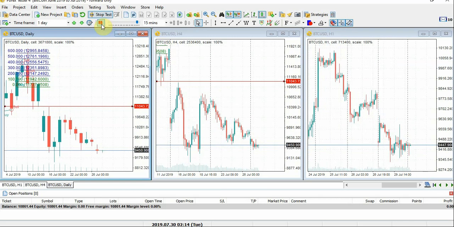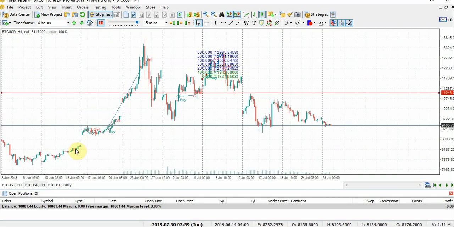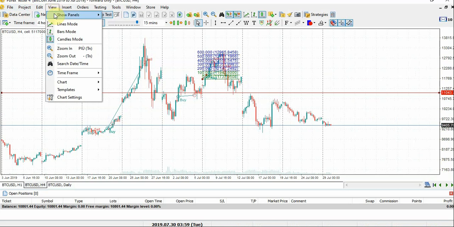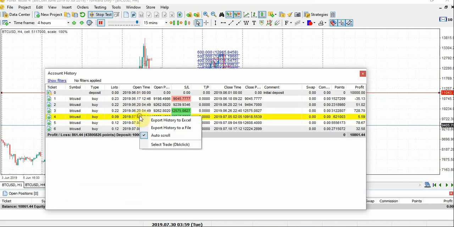Twenty-ninth. Yeah, we're done. Well, another apparently challenging period, but we took a handful of trades, and of course I will show you the account history. I will download this for you. Export to Excel.